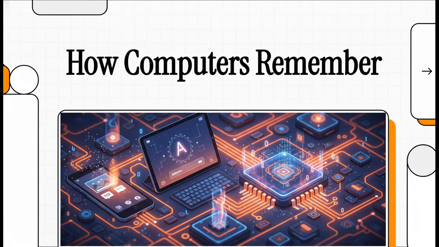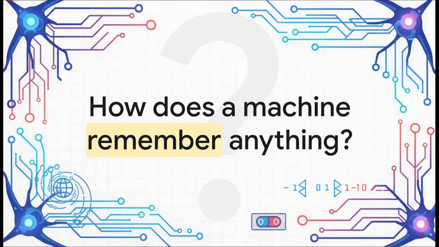Okay, let's dive into this. Every single time you save a photo, or fire off a message, or even just type one letter, your device has to remember it. But have you ever really stopped to think about how? I mean, how does a chunk of metal and silicon actually hold on to information? It's a huge question, right?